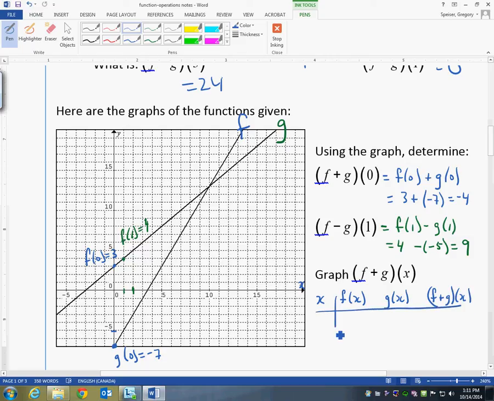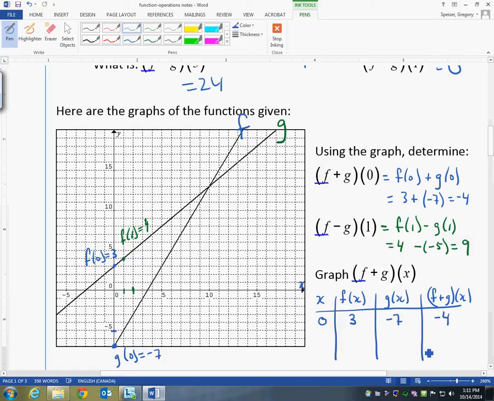Okay, so we'll put in a few values here. We have one already, this one here, 0. Does -1 seem to work out all right? Oh, this one doesn't go as far. So 0 will be our first one. At 0, we found that f at 0 was 3 and g at 0 was -7.